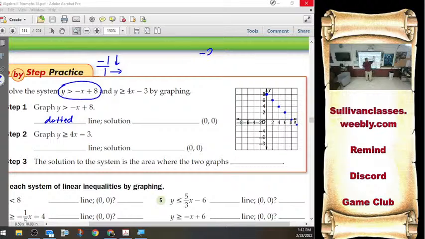Hey, all. What is -2 divided by 2? Negative 1. So couldn't I go down 2, right 2? Yeah. And it still works. So there's a bunch of different tips and tricks you can do for it. Yes, it is dotted. Okay. Just erase little parts of it.